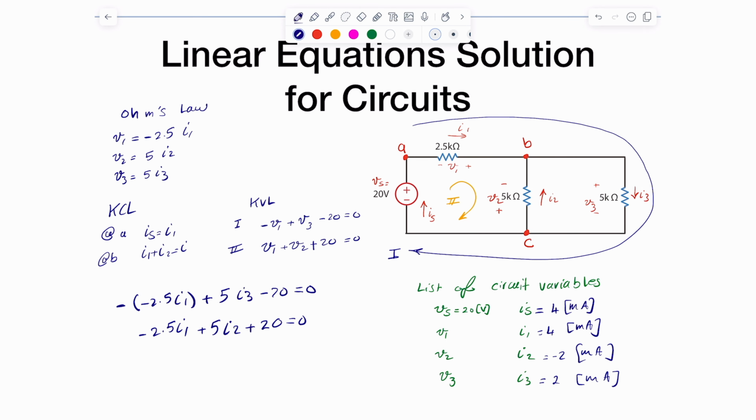So now that we know all the currents, IS, I1, I2, I3, we can take a quick look at the circuit and double check. It tells me the IS, which is here, is 4 milliamps, and I1 is also 4 milliamps, which makes sense because IS and I1 are the same based on this equation too. And what about I2? I2, which is here, is -2. So technically it is actually 2 in here.